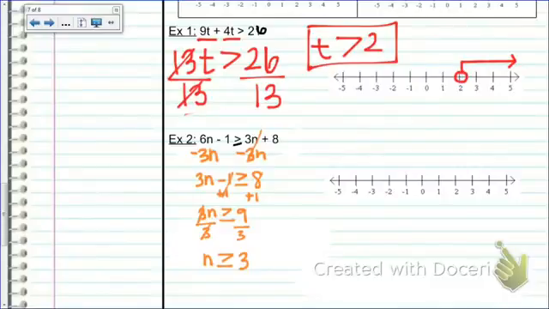I'm going to put an endpoint at 3. Is this one going to be open or closed? This one is going to be closed because I can equal 3 because I have half that equal sign underneath. And all the numbers that are greater than 3 are to the right or to the left? To the right.